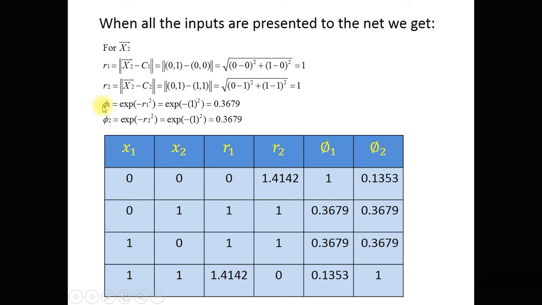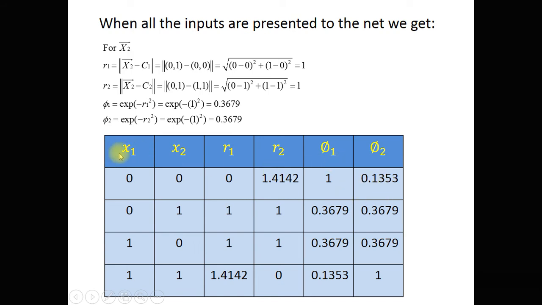Now calculating the discriminant values, it turns out to be 0.3679 for both cases. And now if I calculate the same things for all of them, these are my new values, which come out to be 1.10, phi1 is 1, phi2 is 0.1.